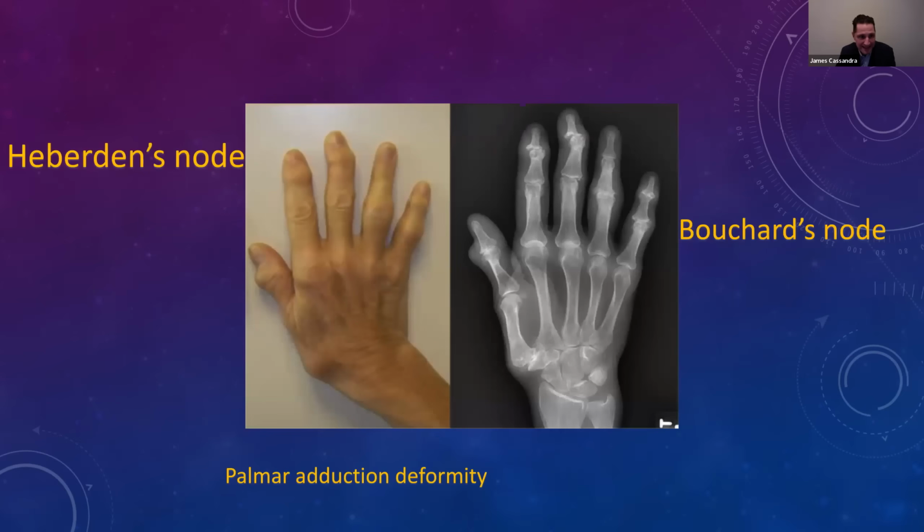Common clinical findings in the hand. At the distal interphalangeal joint, we see the Heberden nodes or the bony spurs. The bony spurs at the PIP joints are called Bouchard's nodes or nodules. And then at the basal joint, the classic deformity is a palmar adduction deformity, where the thumb is brought over towards the palm, and it's hard to get your hand around objects.